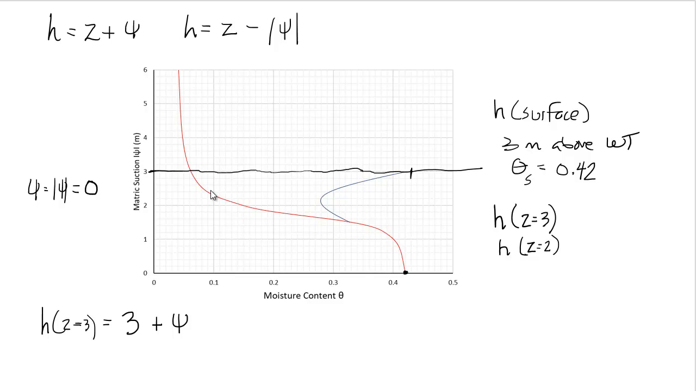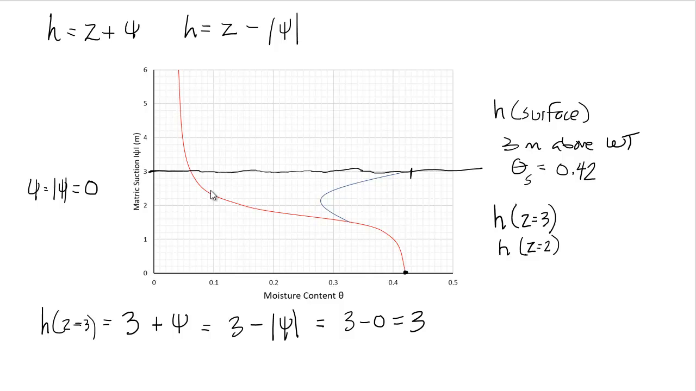We're at the water table. It's the same thing as you would have found at the water table. So the matric suction, I'm sorry, we wrote it as psi, or equals 3 minus the matric suction. Either way, this is equal to 0. Psi, or the absolute value of psi, is 0. So this is just equal to 3 minus 0, or 3.